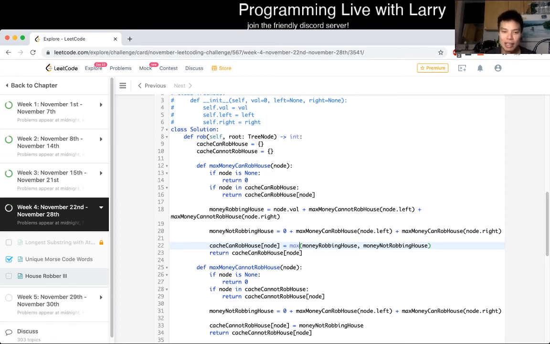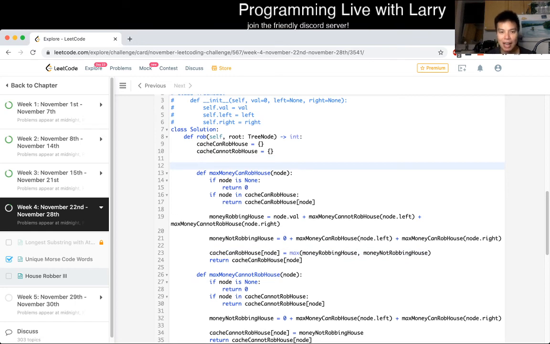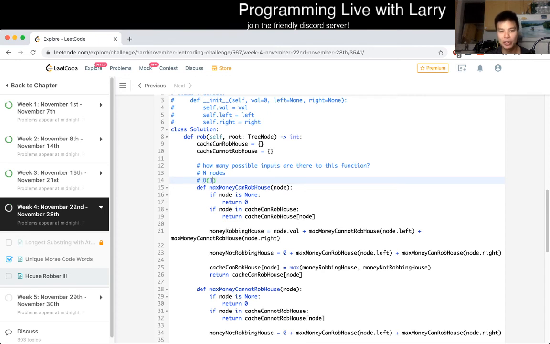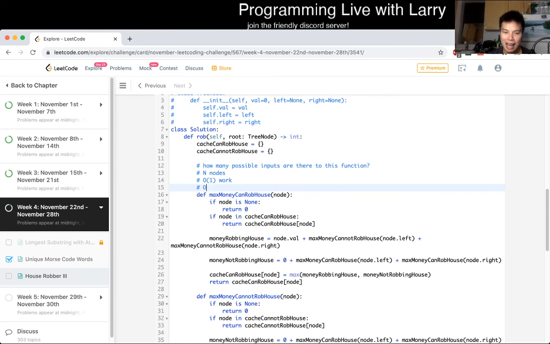Okay, so what is the complexity of this, right? Well, we start by looking at each function. How many possible inputs are there to this function, right? Well, for each different node of the tree, you're going to call this function once, so you're only going to call it for each node of the tree. So that means it's going to be O of n, or n nodes precisely, actually. N nodes, and each one of these will do O of 1 work, because this function does O of 1. So then what is the complexity of this? Total complexity is just n nodes times O of 1 work, which is O of n total complexity for time.